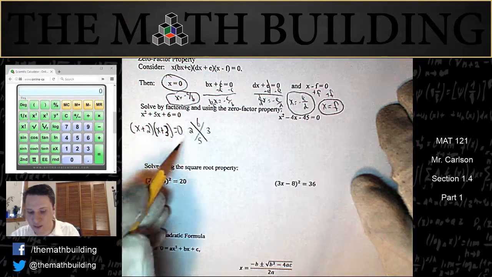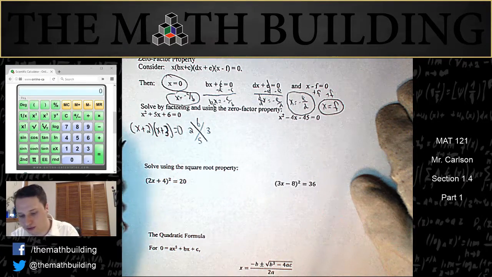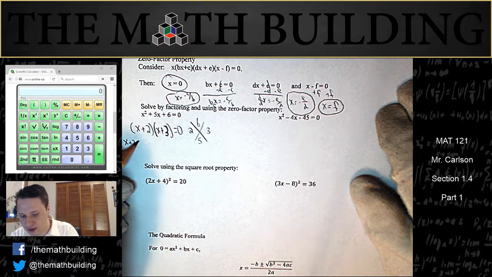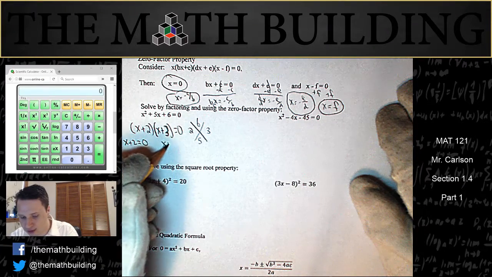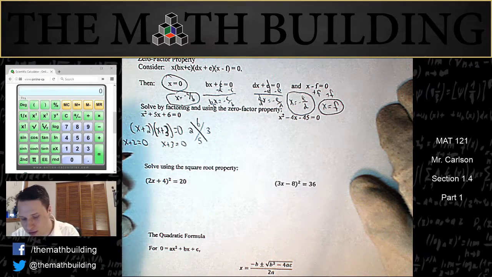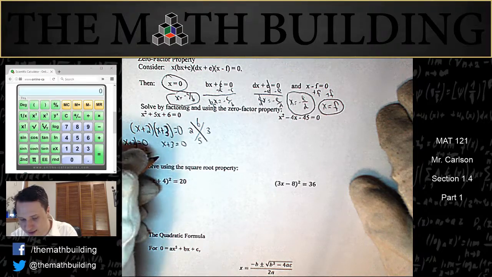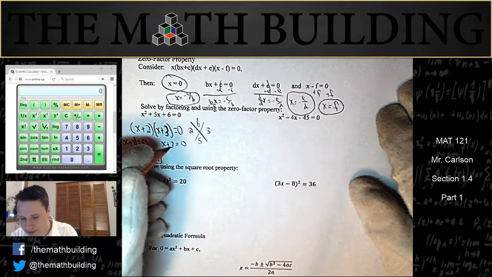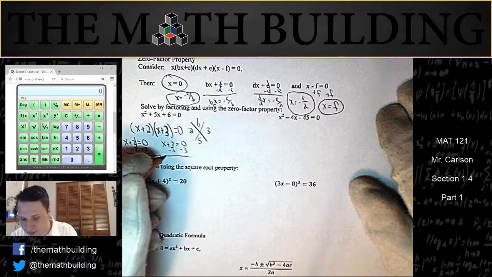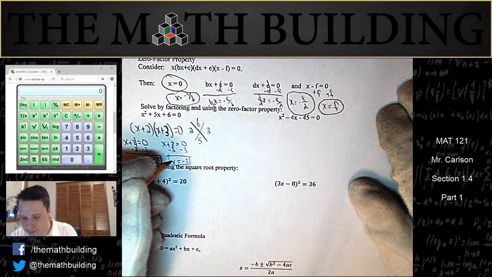And now we can use the zero factor property. Because this equals 0, one solution is x plus 2 equals 0, and the other solution is x plus 3 equals 0. So now just solve those two equations and you're done. Minus 2, x equals negative 2 is the first solution. Minus 3, x equals negative 3 is the second solution.